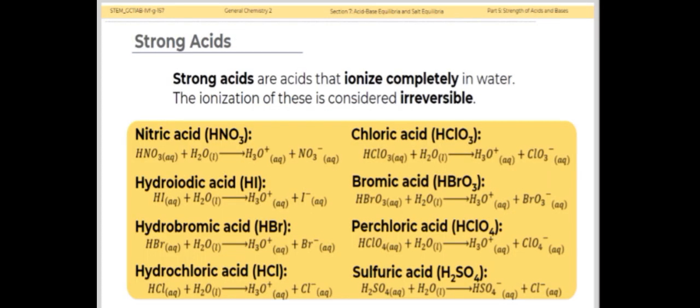Strong acids are acids that ionize completely in water. The ionization of these acids is considered irreversible. The most common strong acids are nitric acid, hydrochloric acid, hydrobromic acid, hydroiodic acid, chloric acid, bromic acid, perchloric acid, and sulfuric acid.